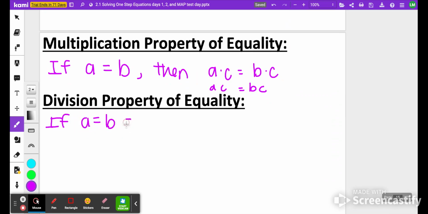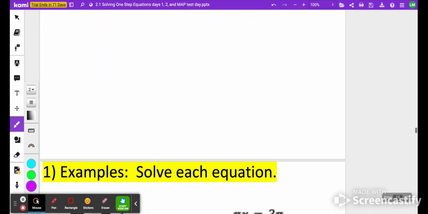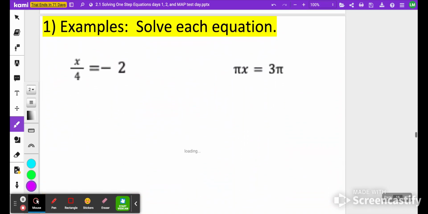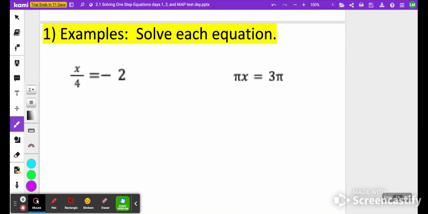The division property of equality is very similar, except we're just going to see the division piece working in. If A is equal to B, then A divided by C will also be equal to B divided by C. That just means if we multiply by the same number on both sides of the equal sign, they'll still be equivalent to one another. And the same thing is true if we divide by C. So what we're going to do here is look at some equations where we require either multiplying or dividing to solve them.